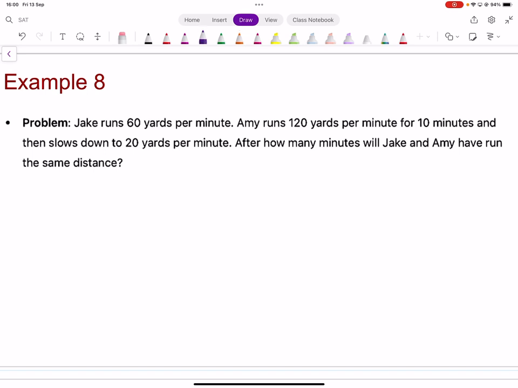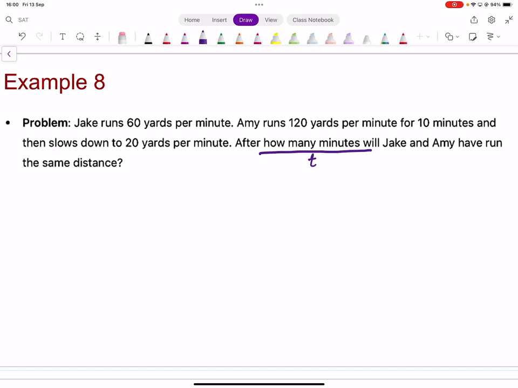What are we looking to find out? After how many minutes they would have run the same distance? Let's call this T. T represents time, let's say. This is what we want to find out, okay? So that's the first step, identify the variable. This is what you want to find out.